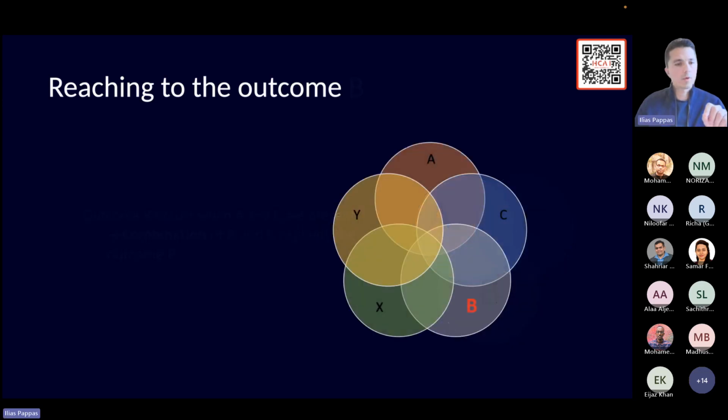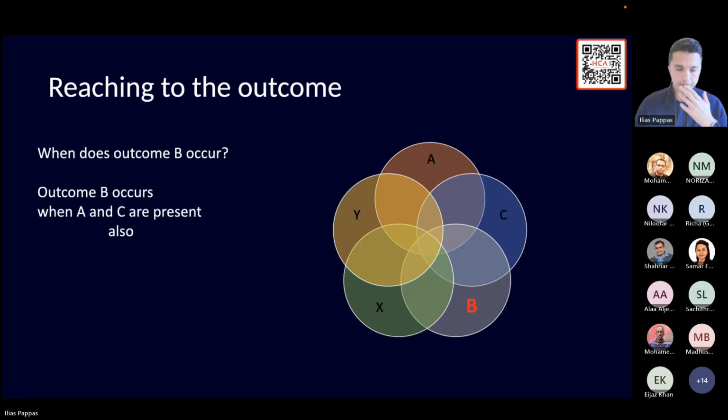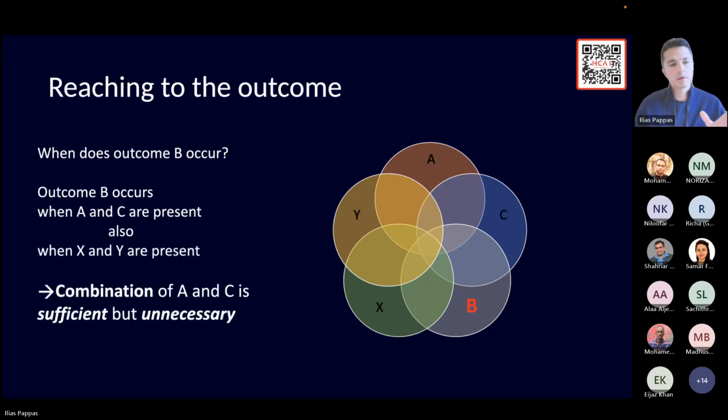And now if we add a few more variables here, when does outcome B occur? When A and C are present, right? They overlap at some point over there. And then when X and Y are also present. So this leads us to the statement that the combination of A and C is sufficient, but unnecessary, to explain the outcome B, because there are also other combinations of conditions to explain the outcome.